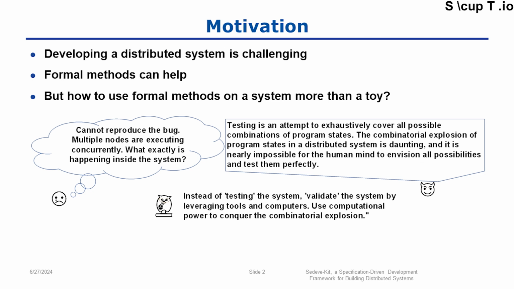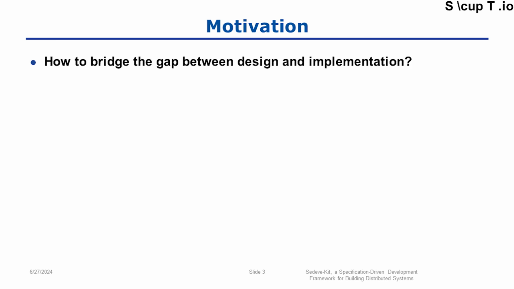It is unrealistic to specify all the details of a system. This raises the question, how can formal methods be used on a system more than a toy? How do we bridge this gap between design and implementation? Since formal methods ensure the correctness of the design, we can implement the system guided by the specifications and verify it using the specification's model state space to ensure the system is a refinement of the specification.